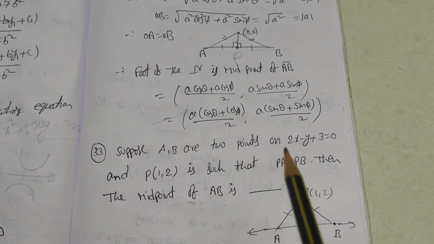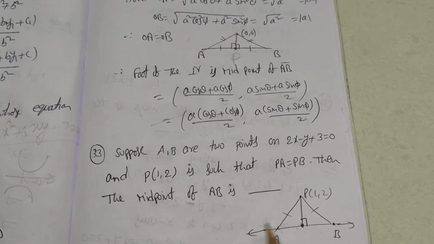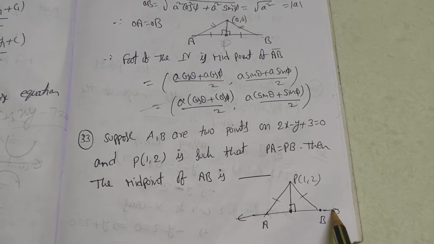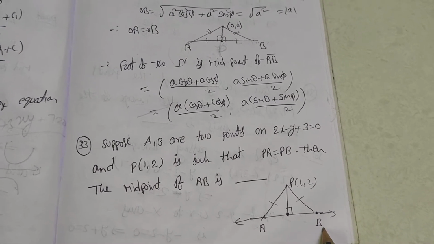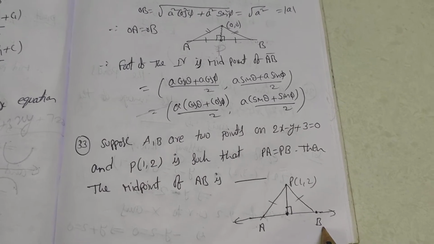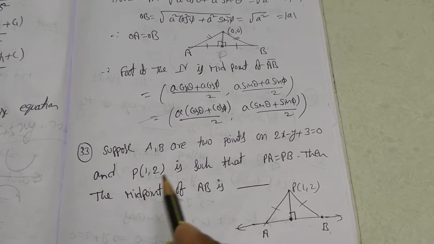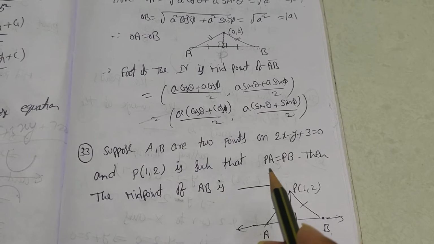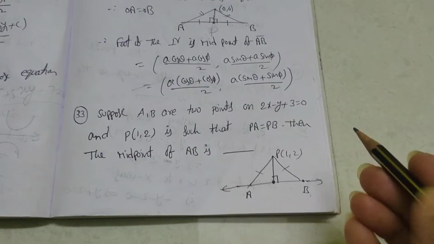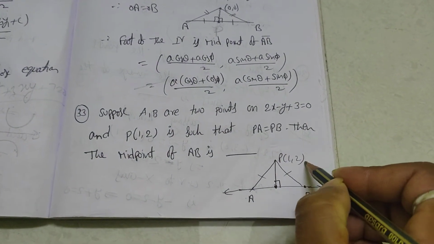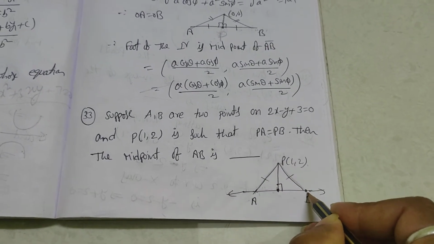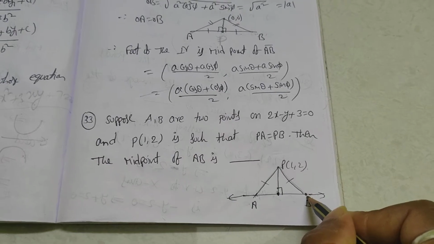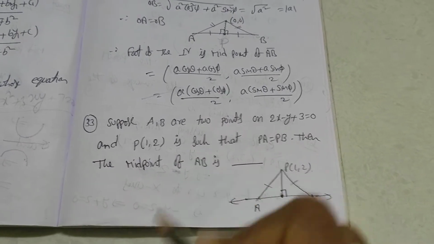A, B are 2 points on 2x minus y plus 3 is equal to 0. Let us consider this is the line 2x minus y plus 3 is equal to 0, and take A here, B here, so 2 points. And P(1, 2) is such that PA is equal to PB, same concept. P(1, 2) is here, so he has given PA is equal to PB, then midpoint of AB.